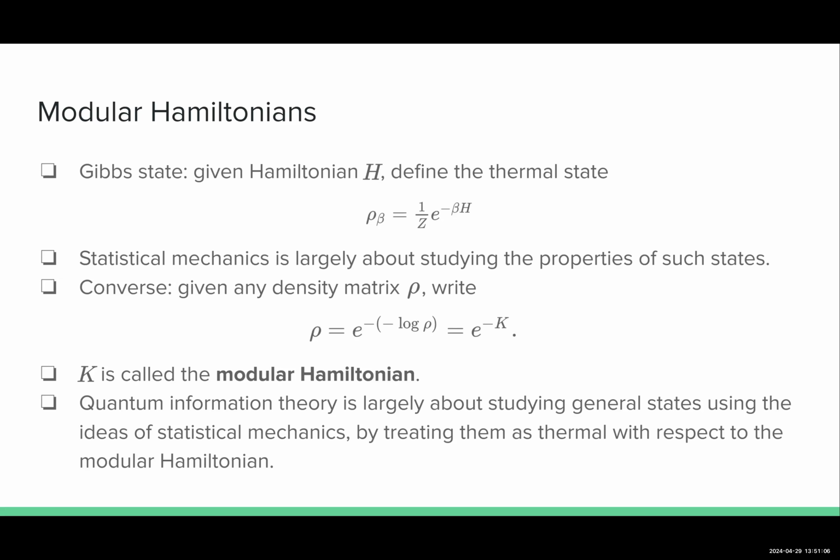But you can still, at least just for organizing your thinking, treat it like a Hamiltonian, and you could call it something. It's called the modular Hamiltonian. The word modular is a historical accident. Don't think too much about it. You can try to understand the state using the tools of statistical mechanics applied to this rather unusual Hamiltonian. And in fact, this is my preferred way of thinking about what quantum information theory does at the core. It tells you that you can study general states by using the ideas of statistical mechanics, by treating them as thermal with respect to this funny notion of Hamiltonian.